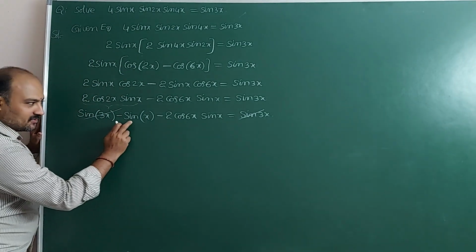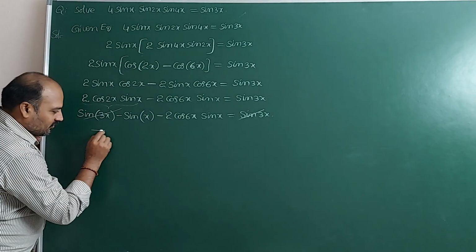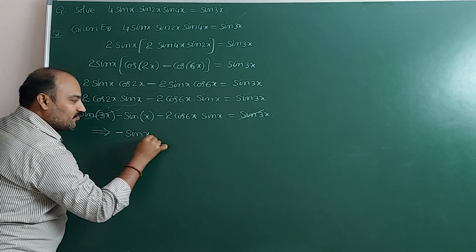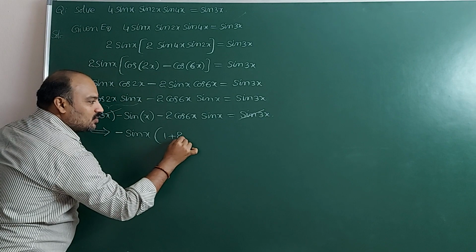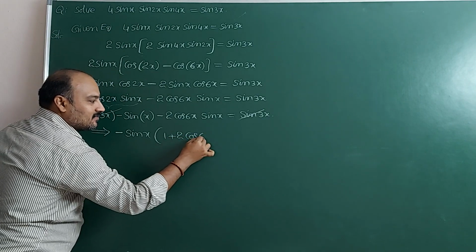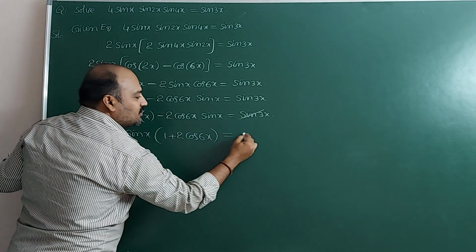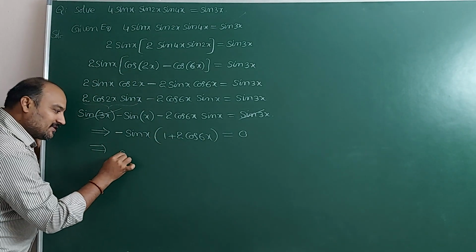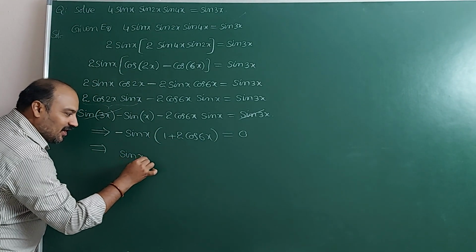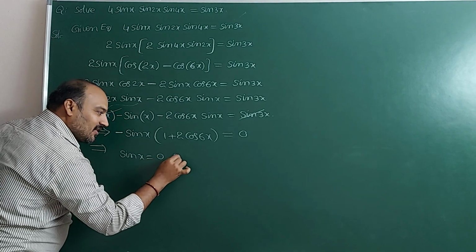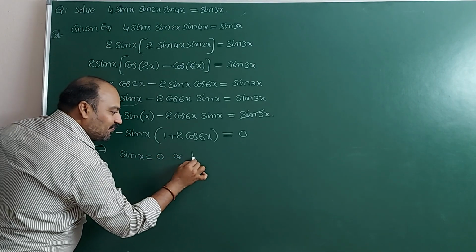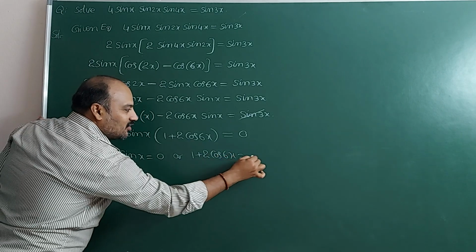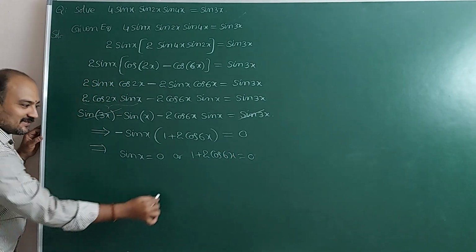So later on, minus sin x take common: 1 plus 2 cos 6x is equal to 0. So minus sin x equal to 0 means sin x equal to 0, or 1 plus 2 cos 6x equal to 0. Two solutions are there, dear students.